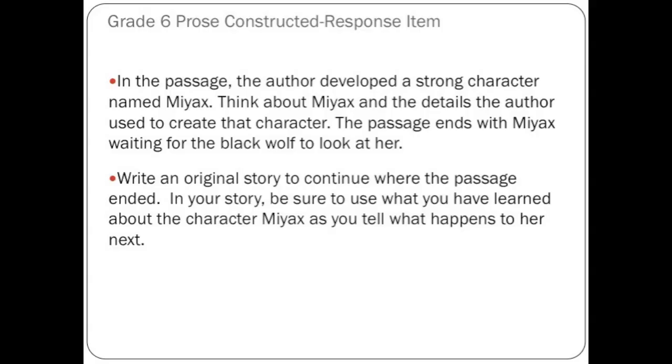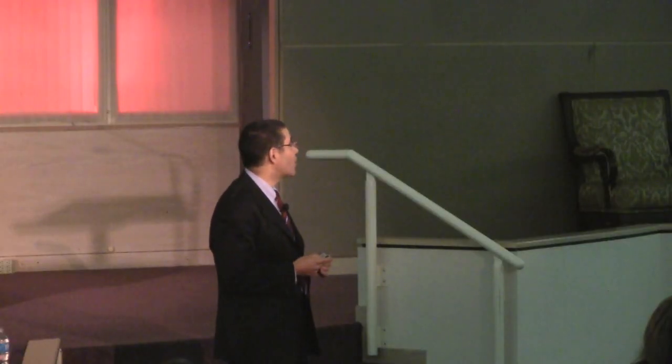Here's grade six. In this passage, the author developed a strong character named Mijak. Think about each of the details the author used to create the character. Write an original story to continue where the passage ended. In your story, be sure to use what you have learned about the character as you tell what happened to her next. So you have to understand what you have read before to be able to do this. And then it goes to this.